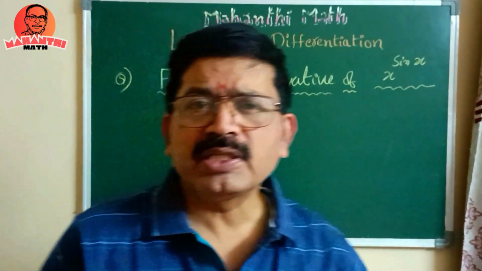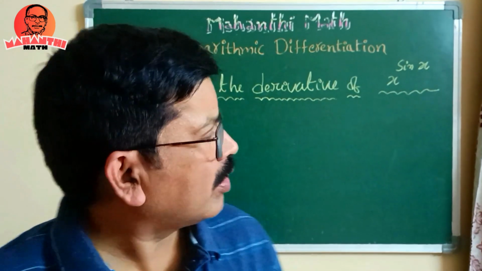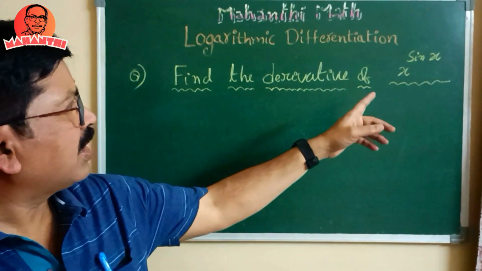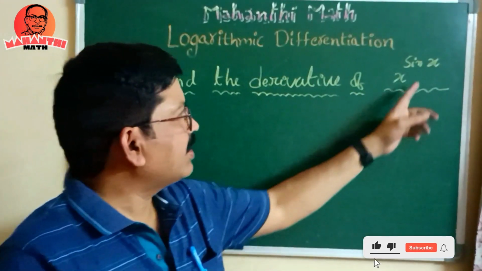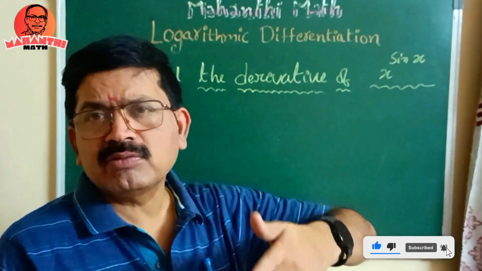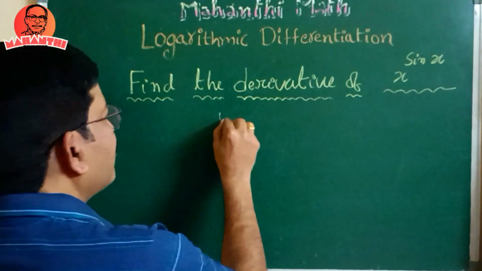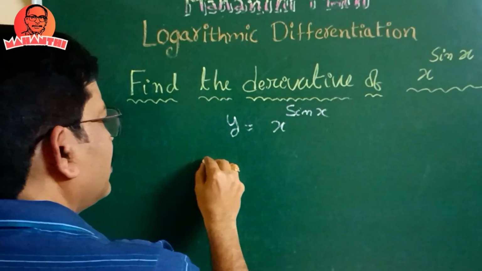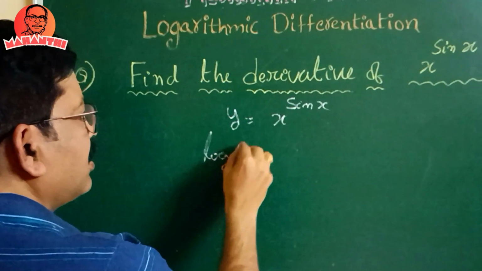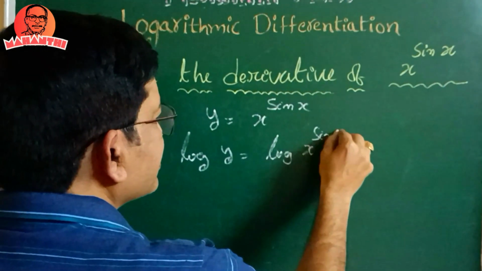See, logarithmic differentiation is very interesting and important for board examination. One question surely will come. Now we are going to find the derivative of x power sin x. Here you see power is variable, so you know what we have to do? We have to take logarithms. So first you take y equal to x power sin x. Taking logarithms on both sides, log y equal to log of x power sin x.